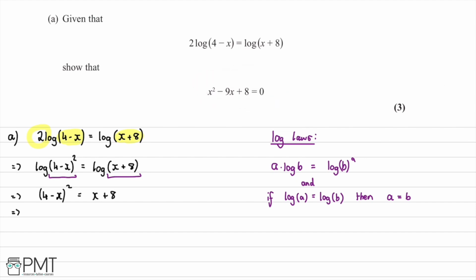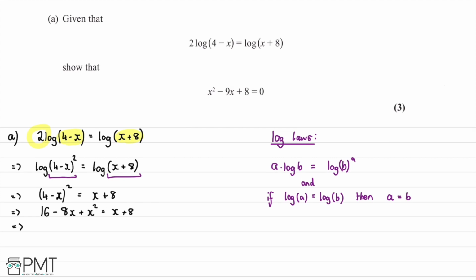So expanding our brackets, we'll have 4 multiplied by 4, which is 16. And then we'll have 2 lots of negative 4x, so that is going to be negative 8x. And then x multiplied by x leaves us with a positive x squared. And that is equal to x plus 8.